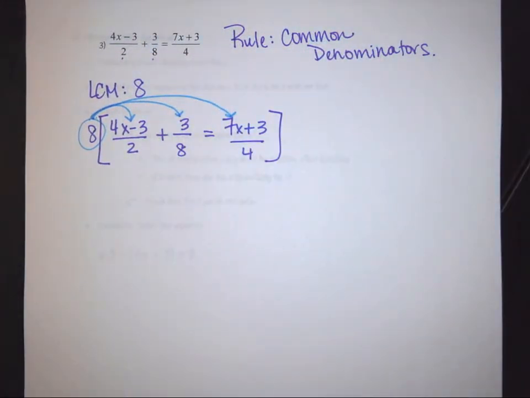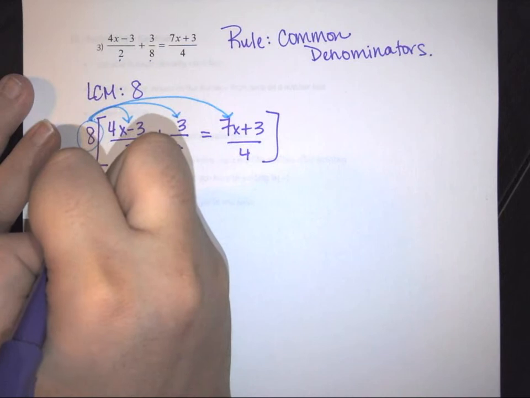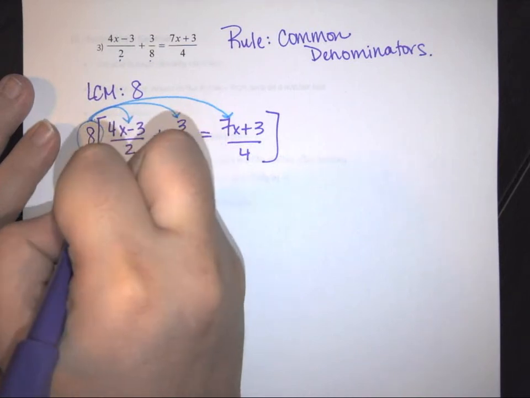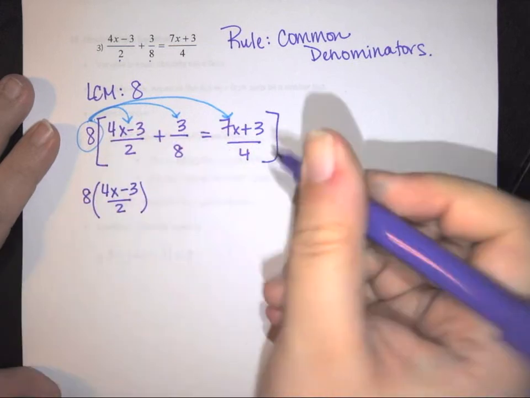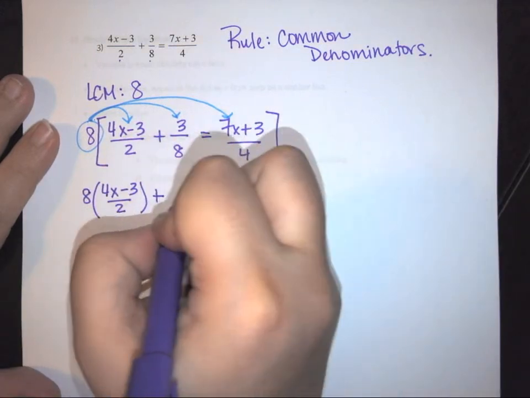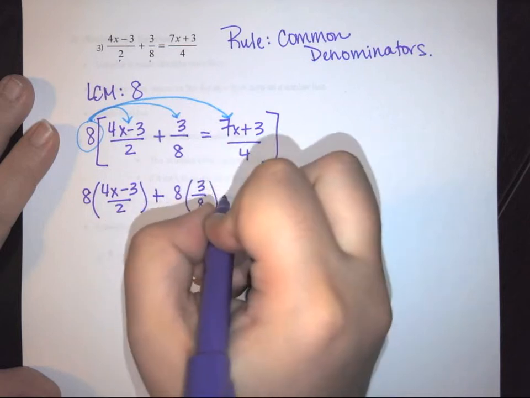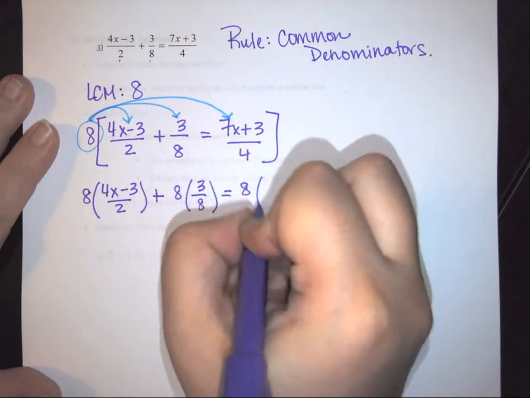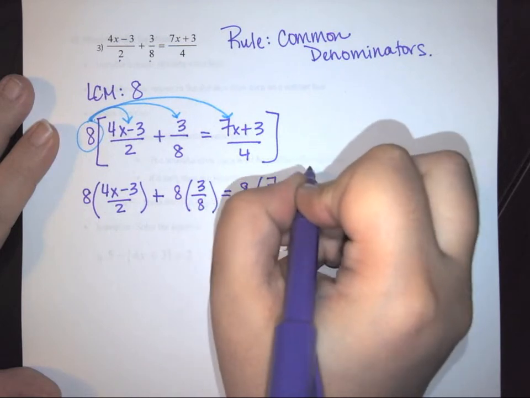There's a few ways you can show that. You can show that by doing individual steps. So by stating I have 8 times (4x minus 3) over 2. My sign here is addition, and then it's 8 times 3 over 8 equals 8 times my (7x plus 3) over 4.